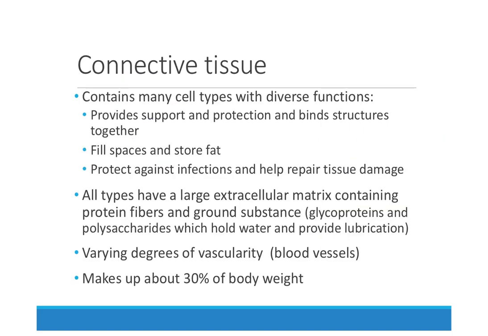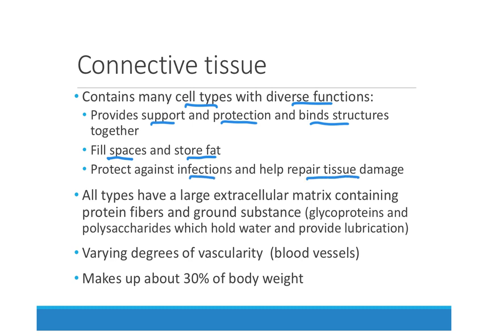What about connective tissue? Well, connective tissue, remember, contains many cell types, 19 different cell types, and there's a whole bunch of functions that connective tissue does. It provides support and protection for body organs. It holds things together. It fills in spaces. It stores fat. It protects you against infections and helps repair tissue damage.